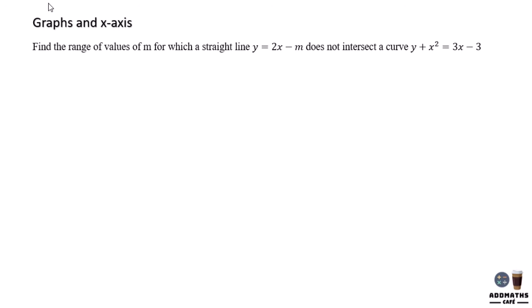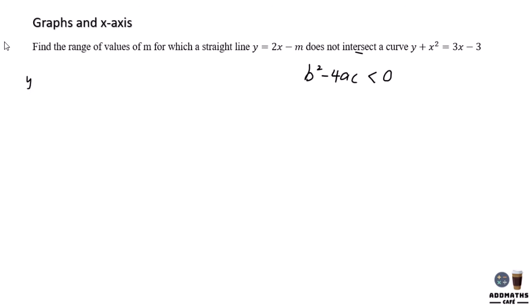Graph and x-axis. So now we are learning everything related to the graph and the intersection. In this case, we need to find the range of values of m for which a straight line y equal to x minus m does not intersect a curve. Does not intersect means b squared minus 4ac is less than 0, meaning that it does not have any roots.